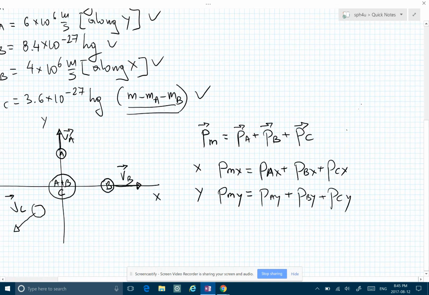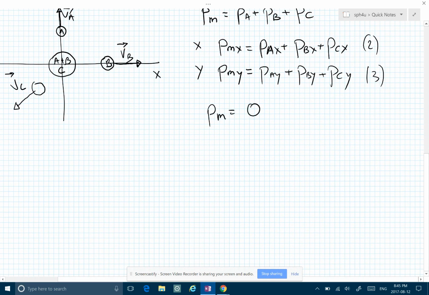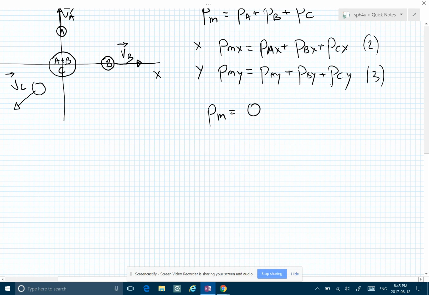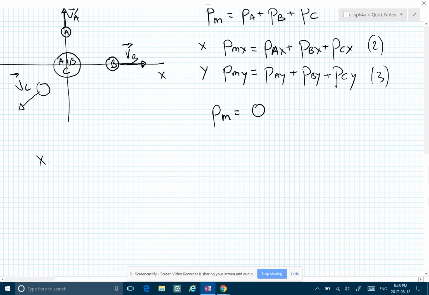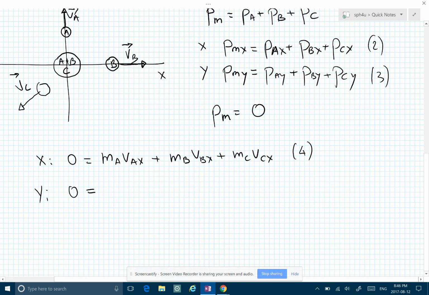This is 1, 2, and 3. We know that PM is 0. I can use a table form or the equation, it doesn't matter. So for the x, I have 0 equal to MA VAX, the x component velocity, plus MB VBX plus MC VCX. And the other equation is in the y direction. Again, the initial momentum was 0, so the y component is also 0. And then I write the components: MA VAY, MB VBY, and MC VCY.